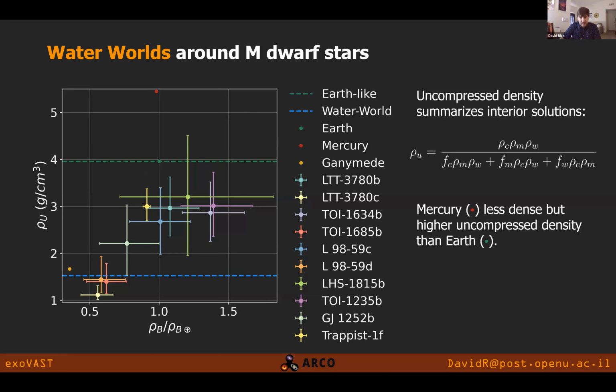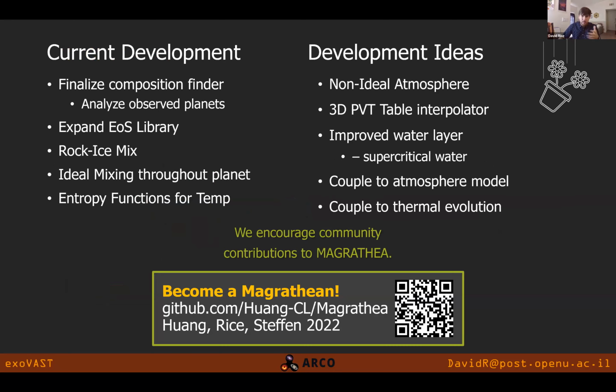You can see Earth here is at 1 bulk density relative to the Earth, and about 4 uncompressed density, so 4 grams per centimeter cubed. And these planets all lie below that Earth line because they have solutions that could have water on these planets. And they look a little bit different in this parameter space. So we've analyzed the peakiness of these 2 distributions. So that was some graphs that I hope inspired some interest in MAGRATHEA.